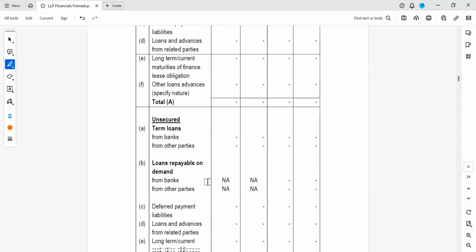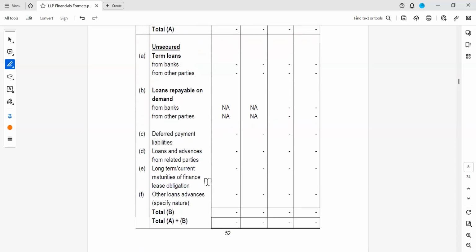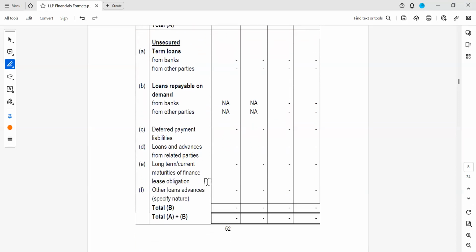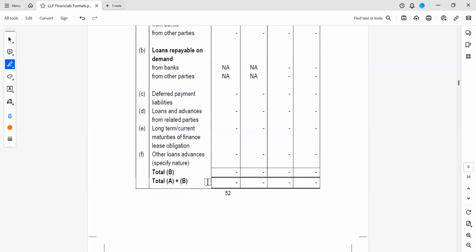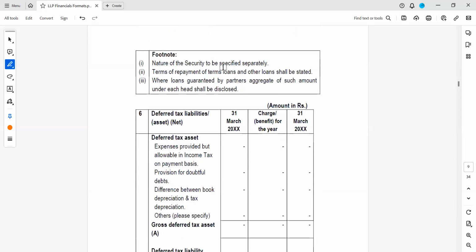Okay. Secured, we have seen. Now unsecured: loans repayable on demand which are unsecured, deferred payment liabilities, loans and advances from related parties, long-term loans, other loans and advances. Here, nature of security, see the same thing. What we give in nature of security, how much has to be repaid, terms of repayment, all those things. Or if any guarantees are given for those loans by directors, partners. Okay, so those things you have to mention here.